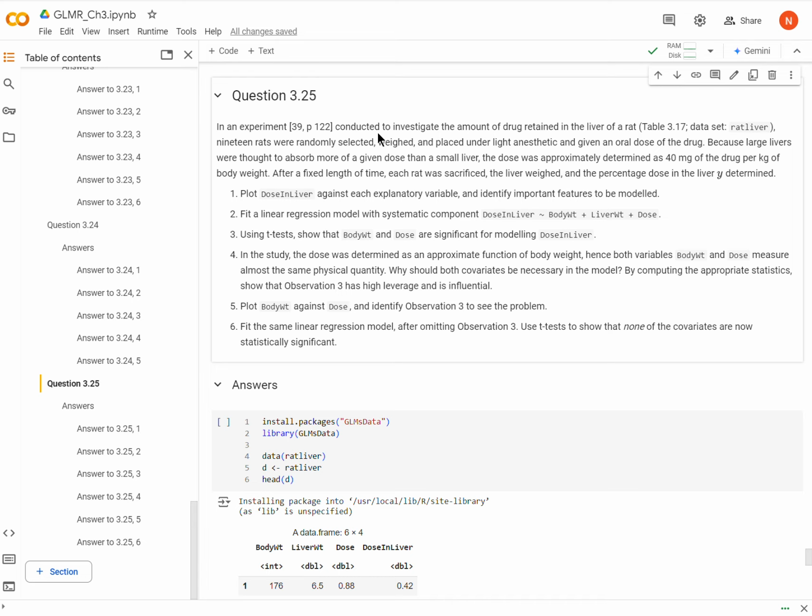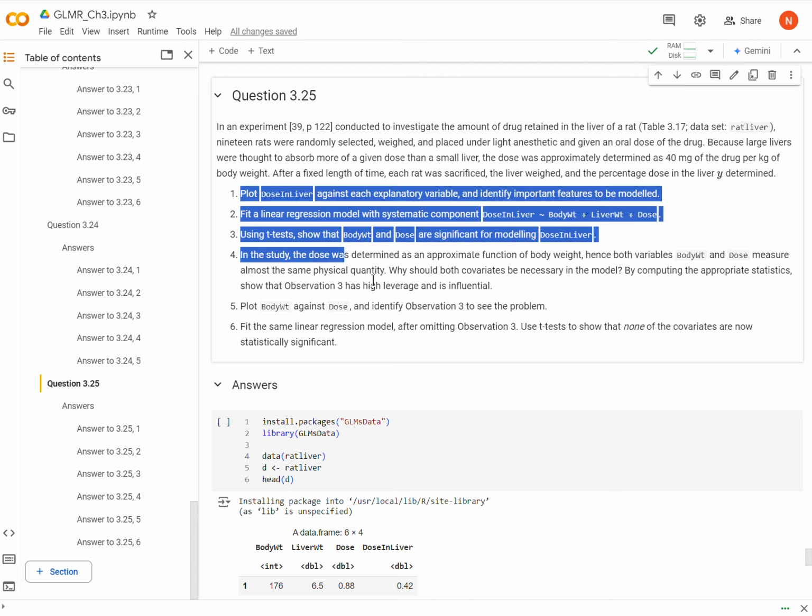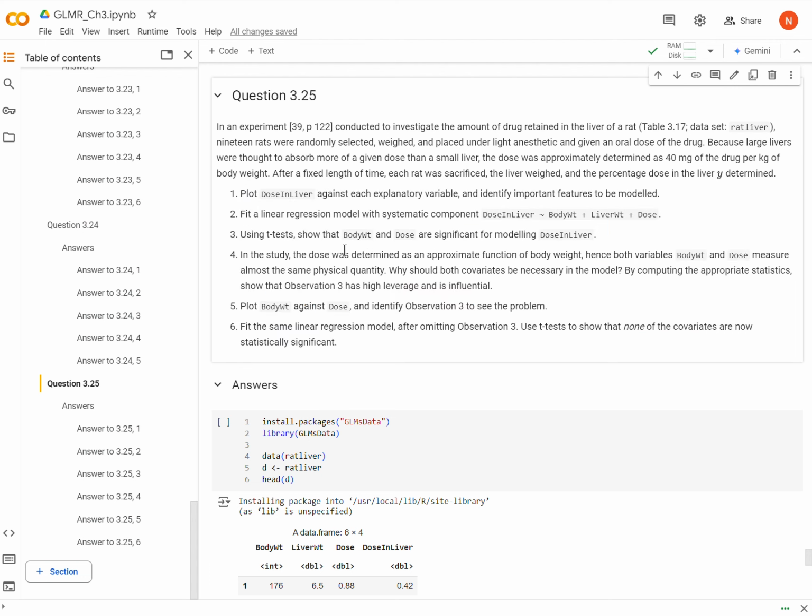And there are some hypotheses here, anyway. But what's important for us is that the amount of drug that a rat received was a function of their body weight. So you weigh the rat, and then you convert that to some kind of dose. And so we're going to go through and ask a bunch of questions and try to answer those questions.